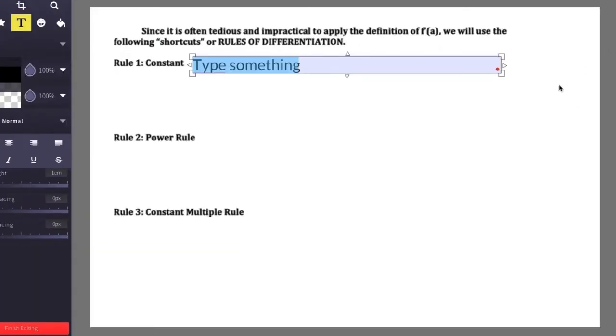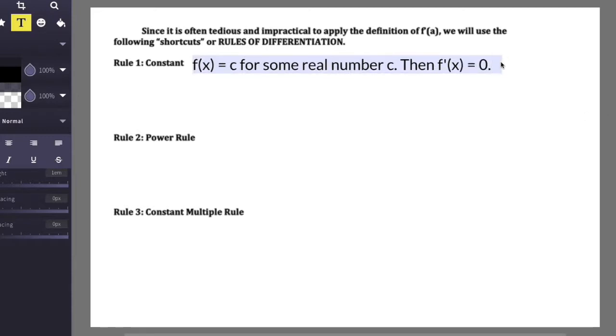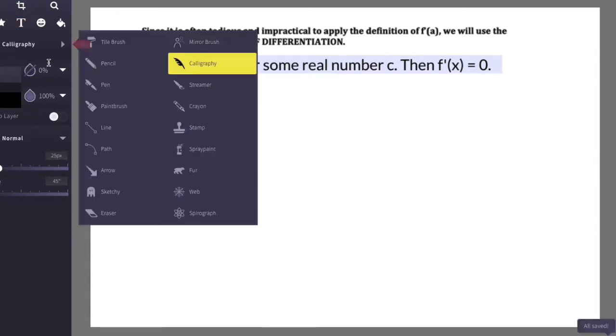All right, so let's look at first the derivative of a constant function. So if you have a function f of x equals c for some real number c, then f prime of x just equals 0. In other words, the derivative of a constant function is 0. Why is that the case?